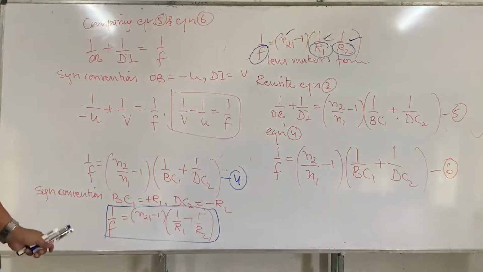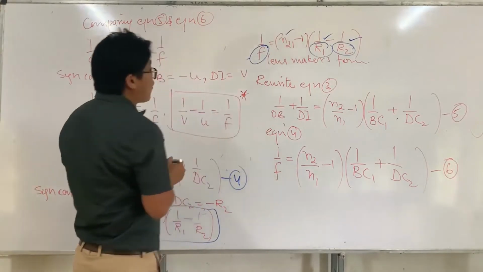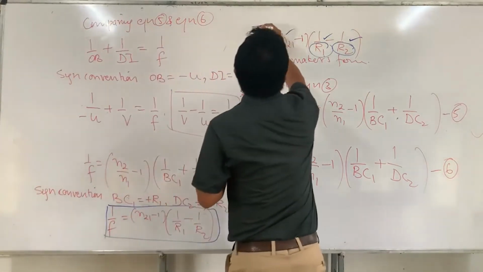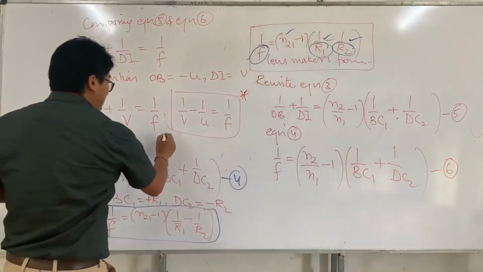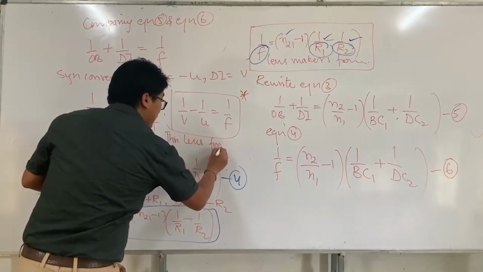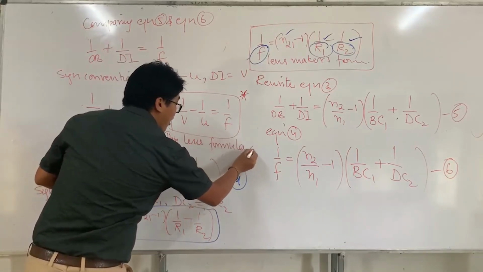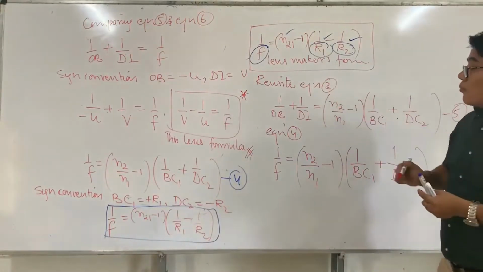All right, so this is what we call the thin lens formula, and this is what we call the Lens Maker formula.